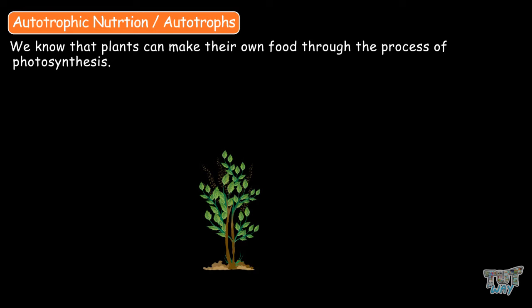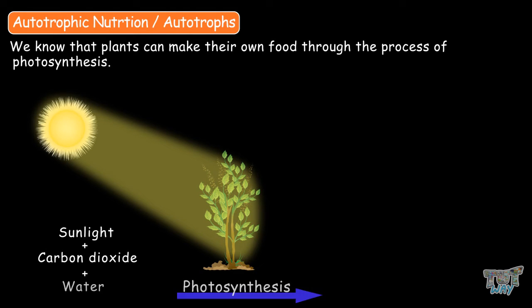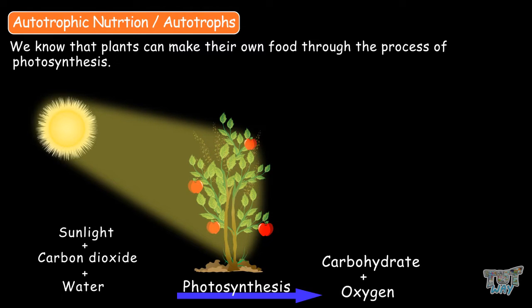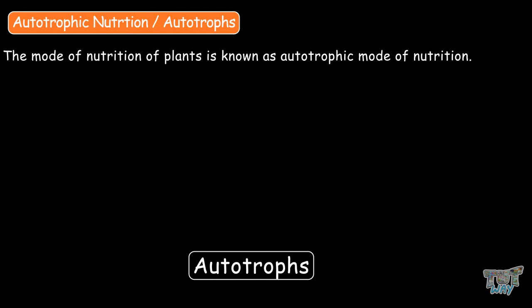We know that plants can make their own food through the process of photosynthesis. In this process, plants prepare their own food with the help of carbon dioxide and water in the presence of sunlight and chlorophyll. Oxygen is released as a byproduct. However, animals and human beings cannot make food for themselves. And this is why all green plants are called autotrophs, and the mode of nutrition of plants is known as autotrophic mode of nutrition.